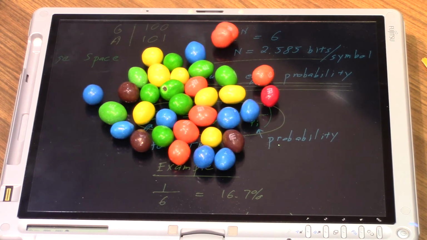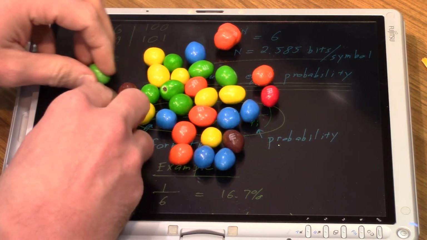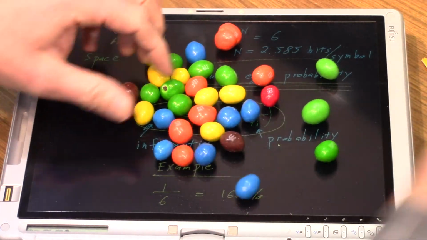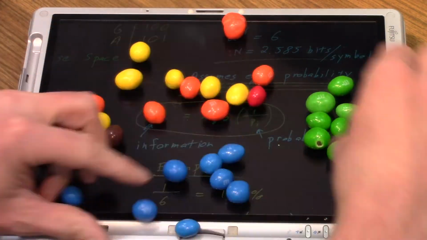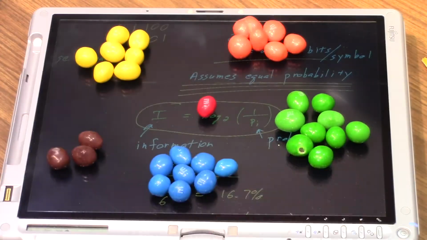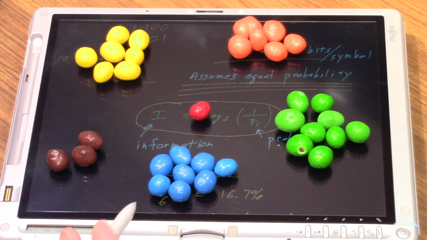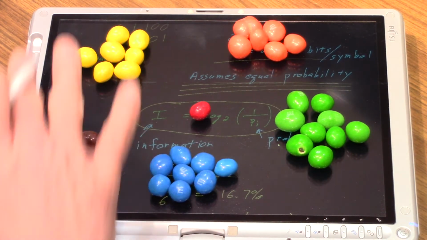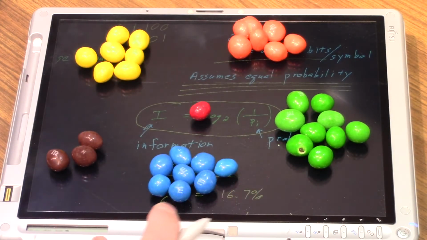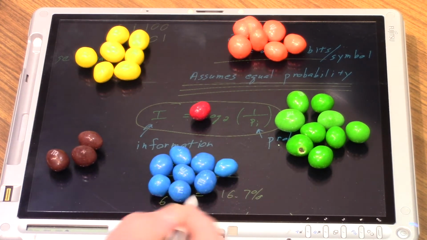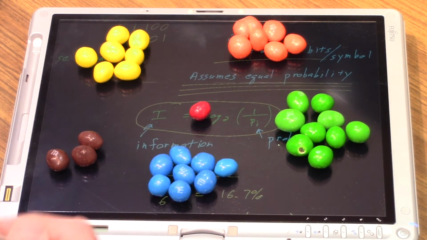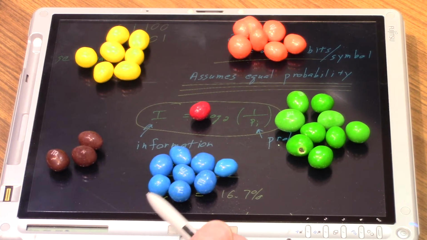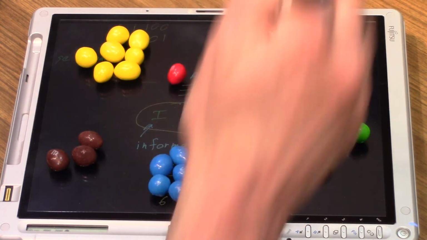Well, just looking at it, in this particular case, it looks like we have many more green than anything else. Now that we have all our symbols laid out, I believe there's 6 of them: 1, 2, 3, 4, 5, 6. There we go. Remember that color is the symbol of interest. And you have to ask yourself which color or which symbol contains the most information. And if we look at it, it's right here.